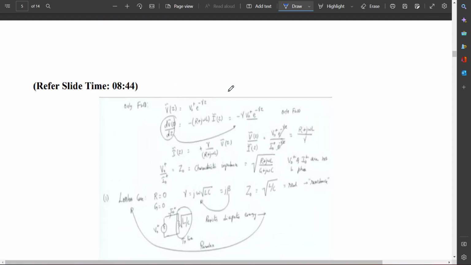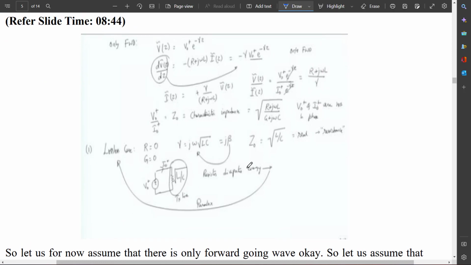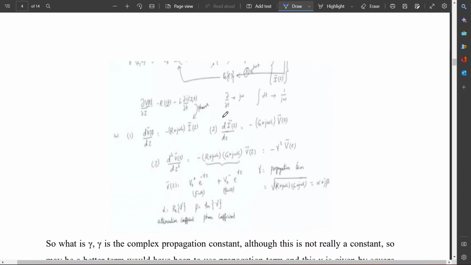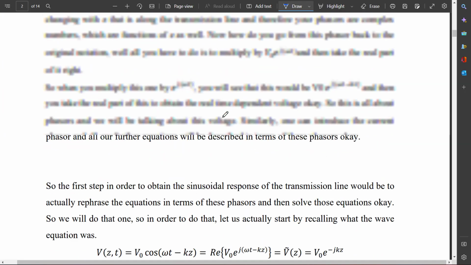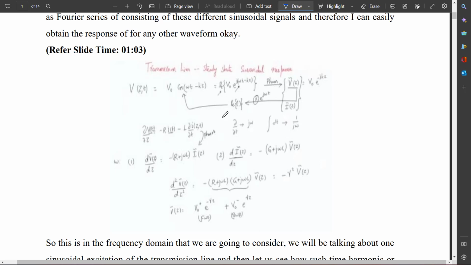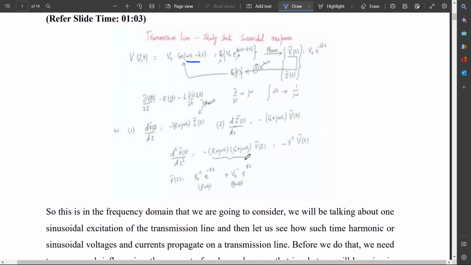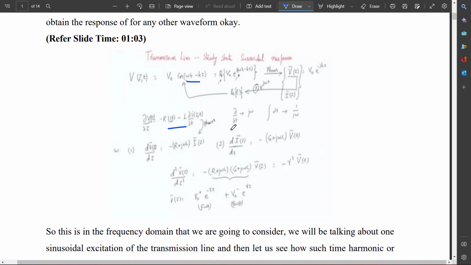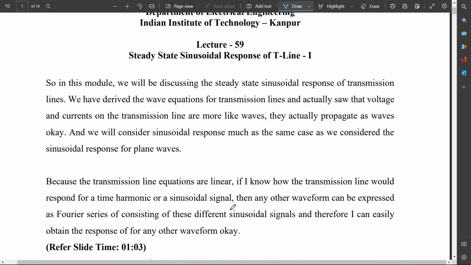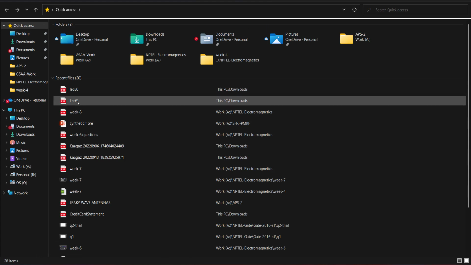I will show you. Have you done lecture number 59? In lecture number 59, it's given: transmission line steady state sinusoidal response. So our V0 will be changing with time, and it's complicated equations. If you have done lecture number 59, you would be knowing that. Let's go to lecture number 58 as well.